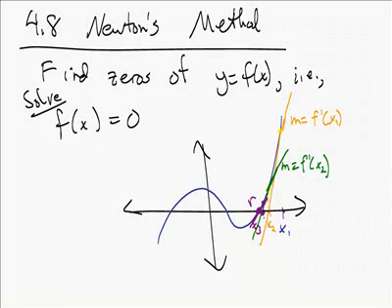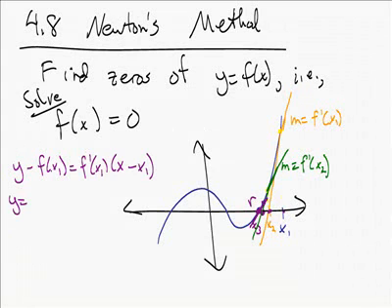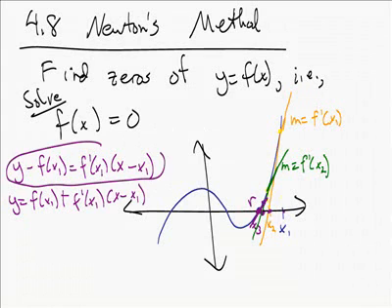Now, as they pointed out in the book, how can I find this point x2? Well, x2 is the solution of the equation of this tangent line. The tangent line is y minus f of x1 equals my slope f prime of x1 times x minus x1. If we solve this for y, y is equal to f of x1 plus f prime of x1 times the quantity x minus x1. Again, this is just the equation of the tangent line, this orange line right here.